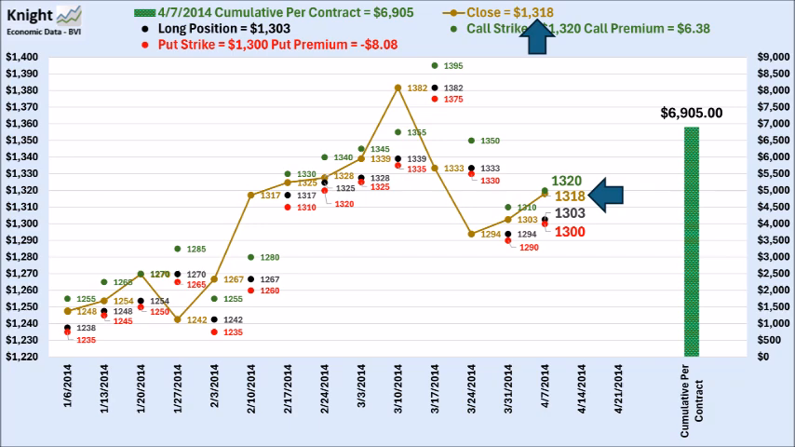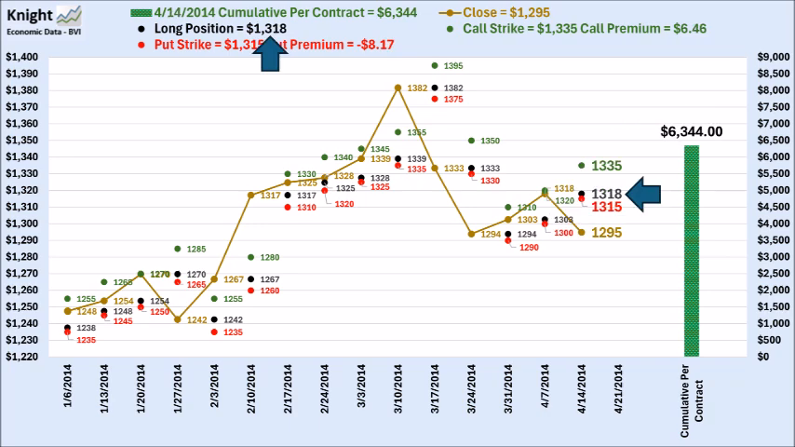At expiration, the market settled at 13.18. Neither the 13.20 call nor the 13.00 put were exercised, with this position netting us $1,295 on the week, bringing the cumulative net profit per unit up to $6,905. We're coming into the week long at 13.18. We lay down our 1-week collar.